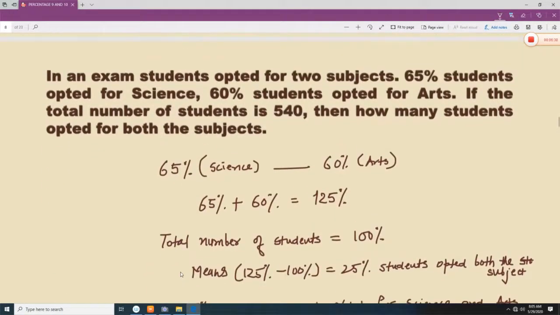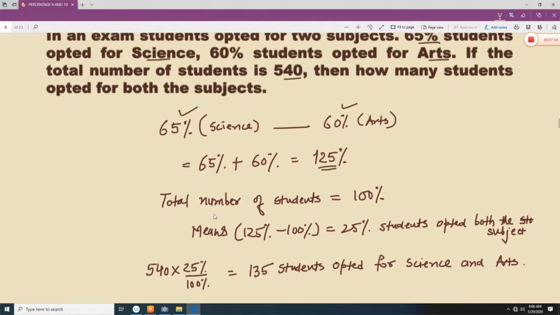In an exam, students opted for two subjects. 65% of the students opted for science, 60% students opted for arts. If the total number of students is 540, then how many students opted for both the subjects? So 65% is science, 60% is arts, 65% plus 60% is 125%, and we know the total number is always 100%. So this additional 25% are the students who opted for both the subjects.